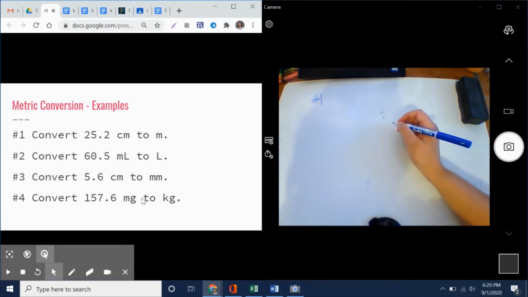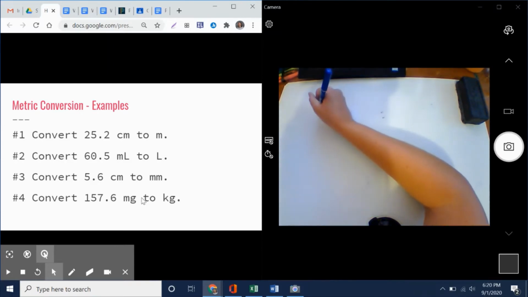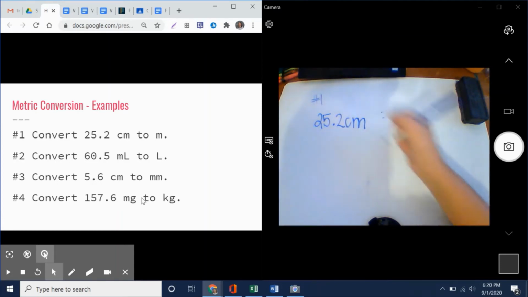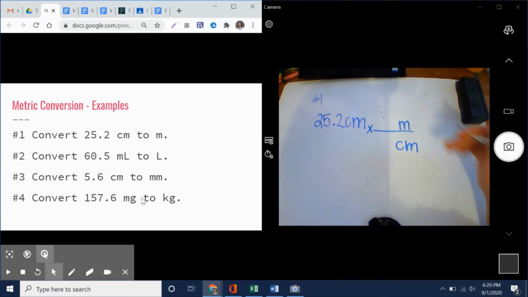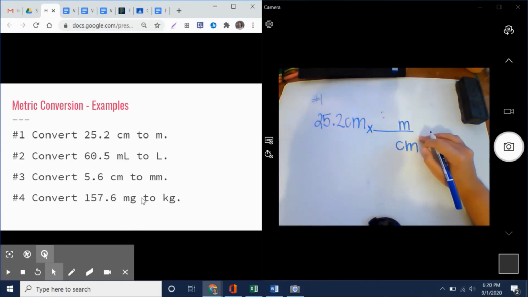So it says convert 25.2 centimeters to meters. That means we're going to start with 25.2 centimeters. All right, and then it says we want units of meters. If we don't want centimeters, centimeters needs to be on the bottom. And it says we want units of meters, so that's going to go up top. Then we have to think about, what do we know about the prefix centi? Remember, centi means 100, okay? So we have to ask ourselves, where does 100 go in our factor?